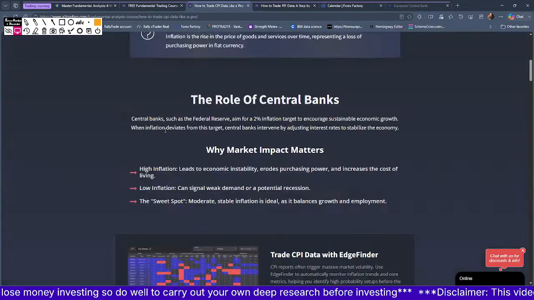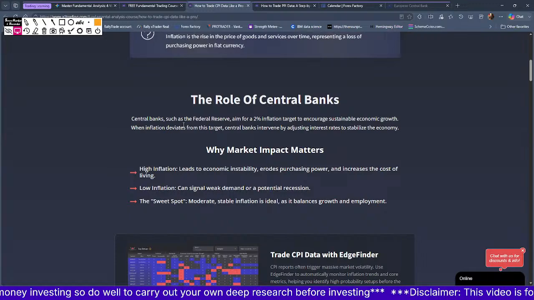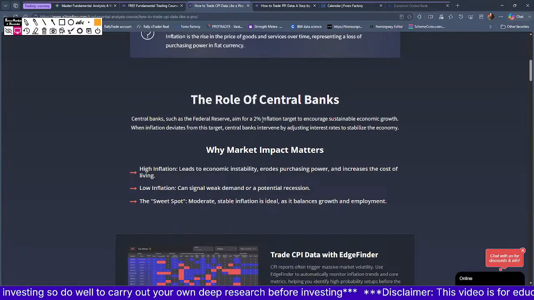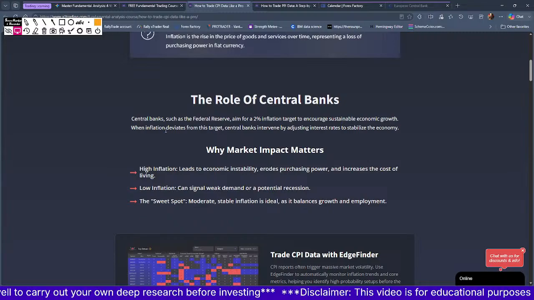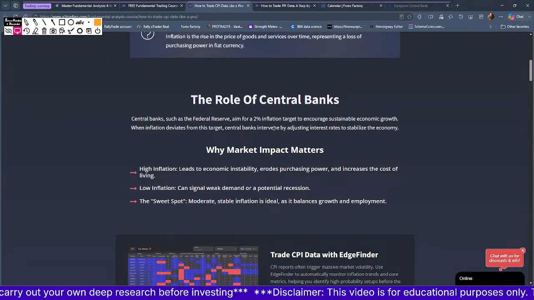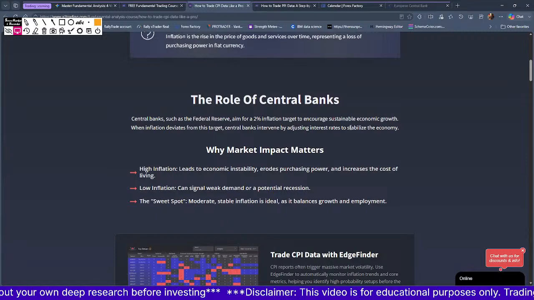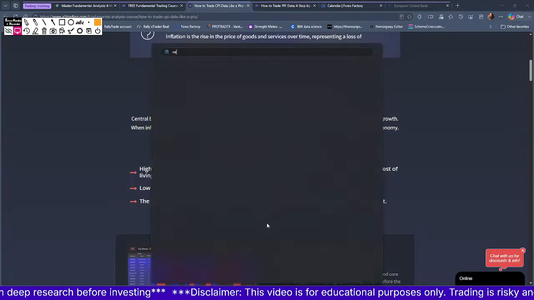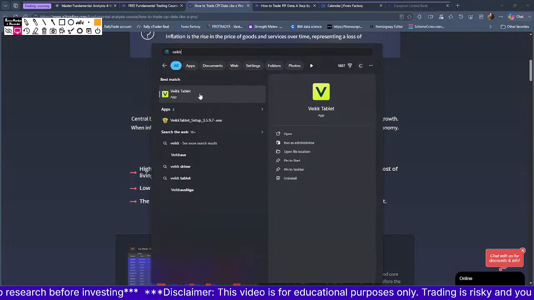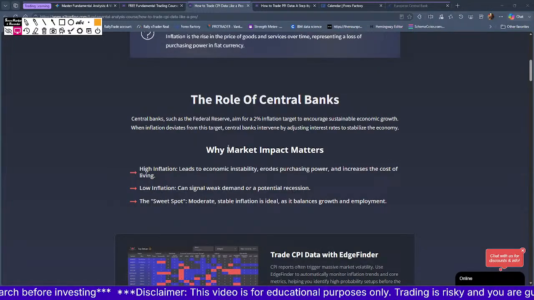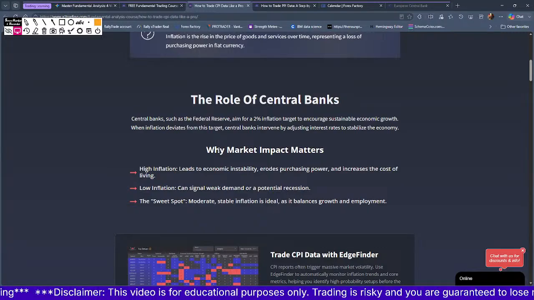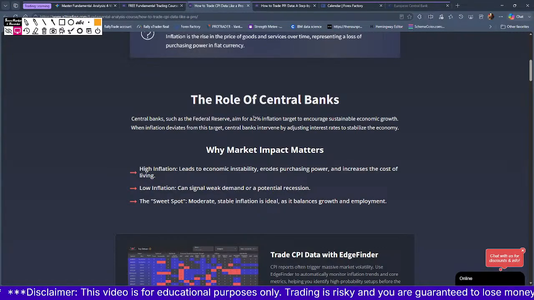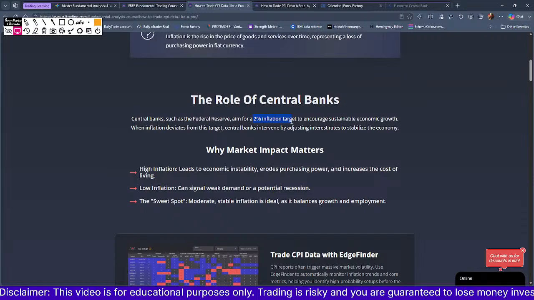Now, the role of central banks. Central banks, such as the Federal Reserve in the US, aim for a 2% inflation target to ensure sustainable economic growth. When inflation deviates from this target, central banks intervene by adjusting interest rates to stabilize the economy. So what that means is this: the central bank looks at the inflation rate as the most important tool in their arsenal. This is the thing that they are looking out for.